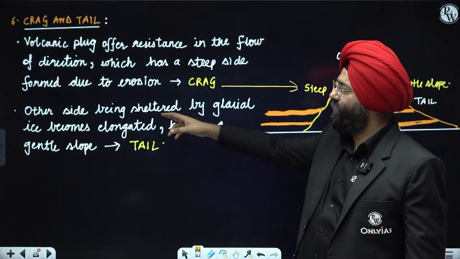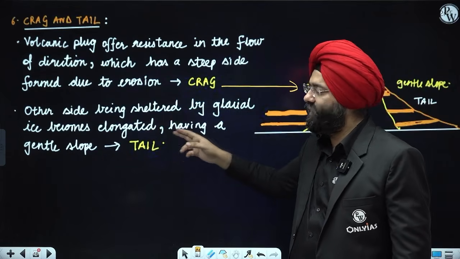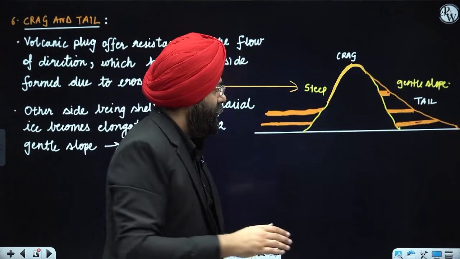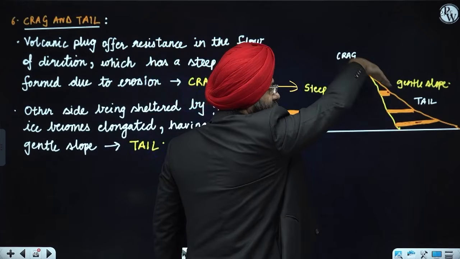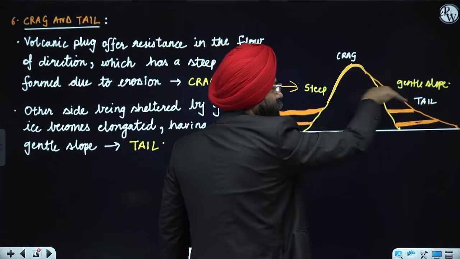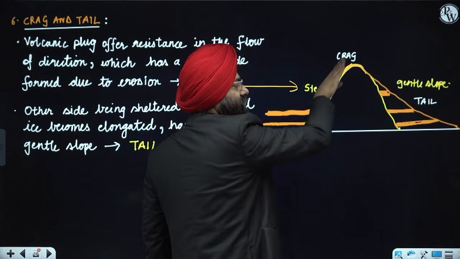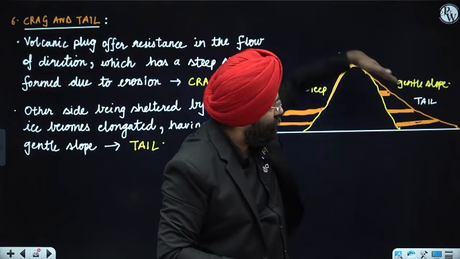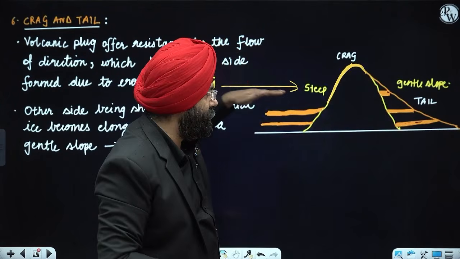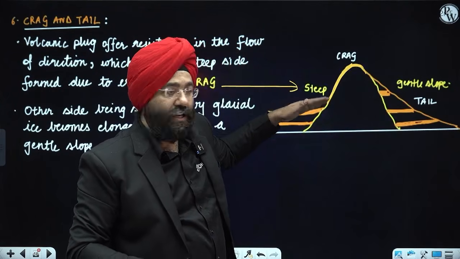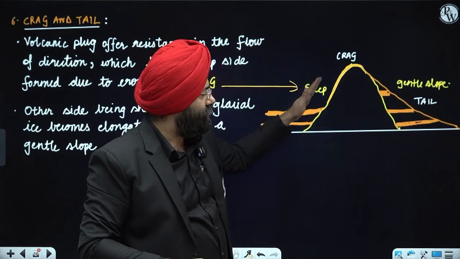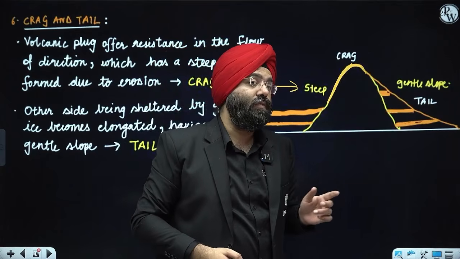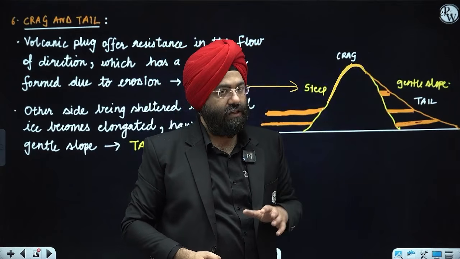On the other side, being sheltered by the glacial ice, it becomes elongated, having gentle slope because of the deposits that have been made. Or, please understand, there is another scenario. Or, because this is basically sliding down, that is why it is shaped in this way. On the other hand, the glacier directly encounters the other side, so it is in steeper form. Both the reasons can be there. Either due to deposits or because the glacier is moving down, it will lead to a gentler slope. But over here, because it is directly encountering the volcanic plug, which it cannot directly erode because it is of harder nature, it is somewhat of a steeper nature. So this is known as the crag and the tail, formed due to the erosional outcome of the glaciers. Clear? Okay.